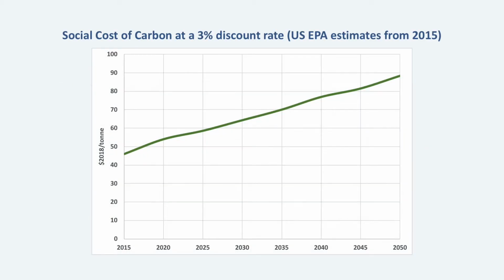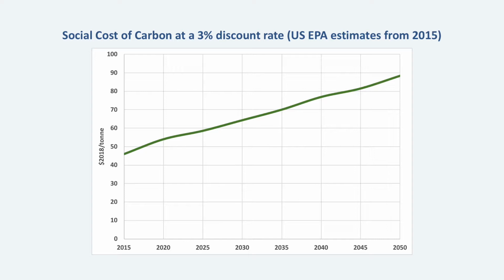The US Environmental Protection Agency, the EPA, has estimated the social cost of carbon and come up with a value of approximately $50 per tonne, at a 3% discount rate. This rises over time in large part because of damages becoming closer in time, so the costs are higher in present value terms. I have chosen EPA estimates from 2015 and converted them to 2018 dollars.